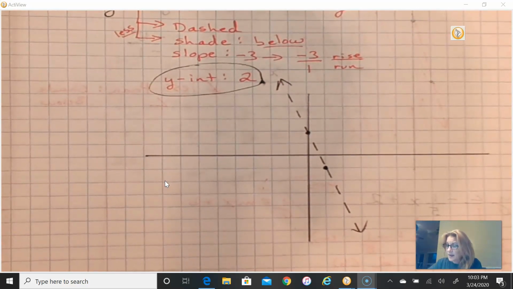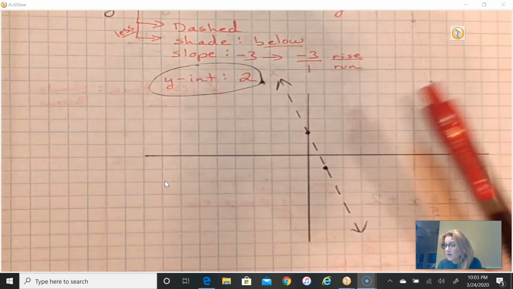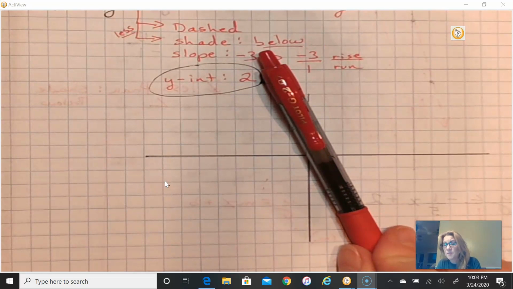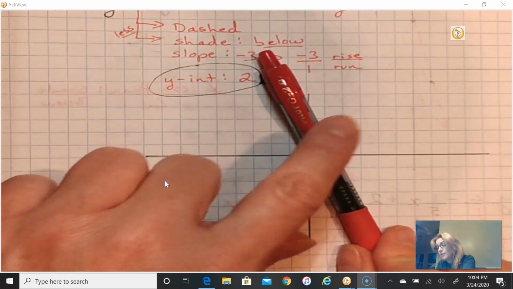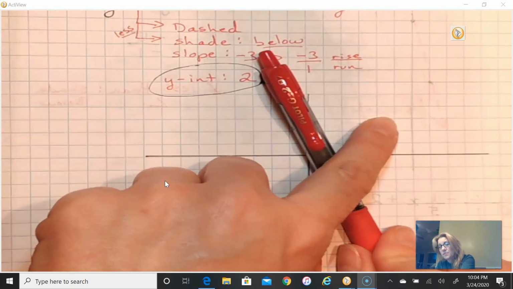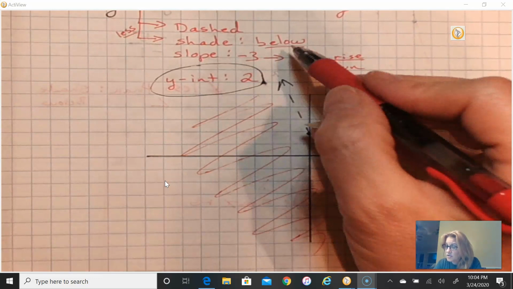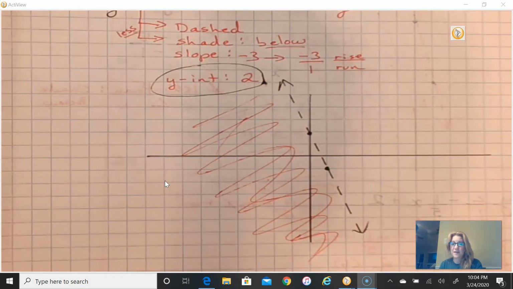Okay, now we shade below. Put your pencil right there and think which is below the pencil and which is above. Is this below or is this below? This is below. So we're shading below. Okay?